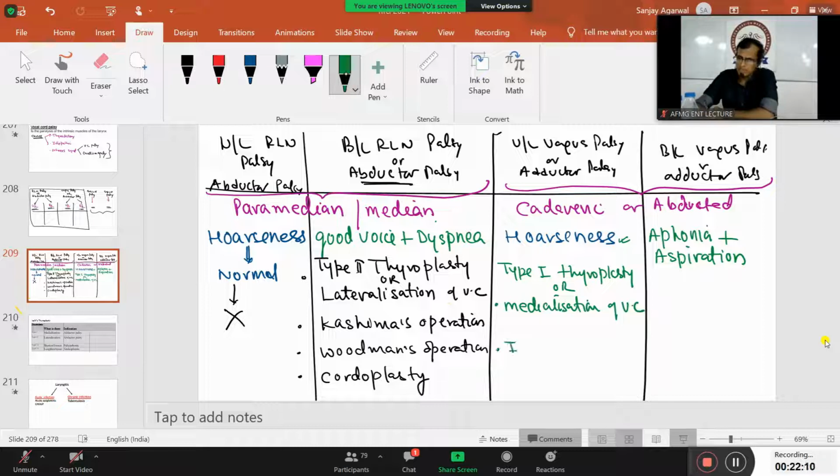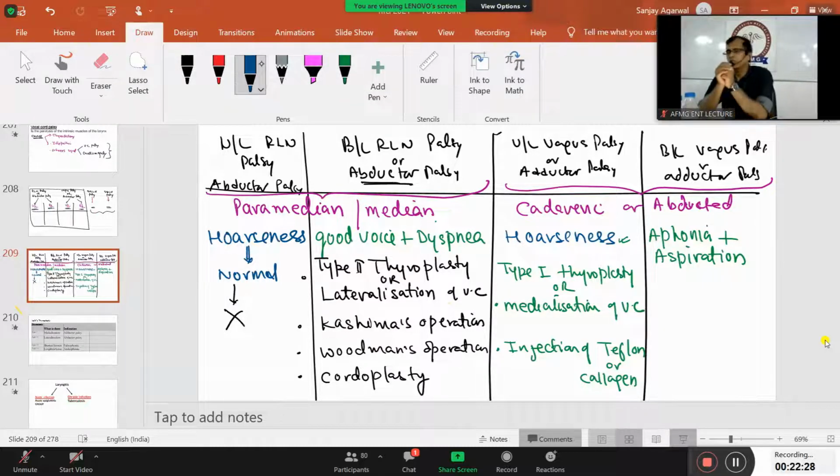And the second option is injections. Injections, either Teflon or collagen, can be used. So once again, we have two options. You can inject Teflon, or you can do type 1 thyroplasty, which is medialization.